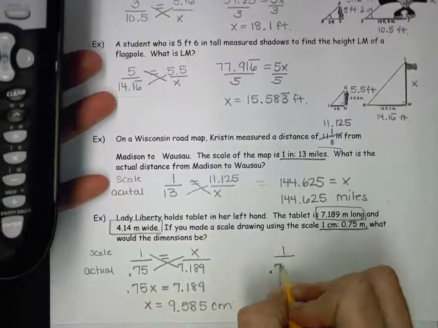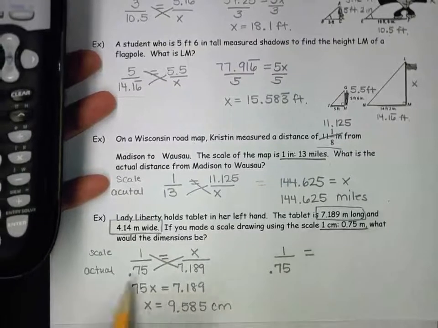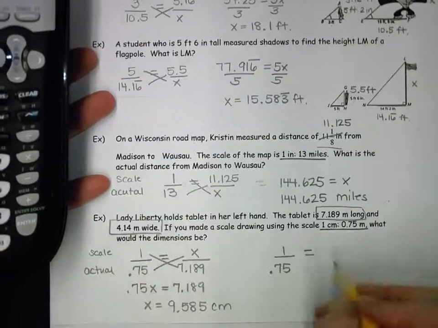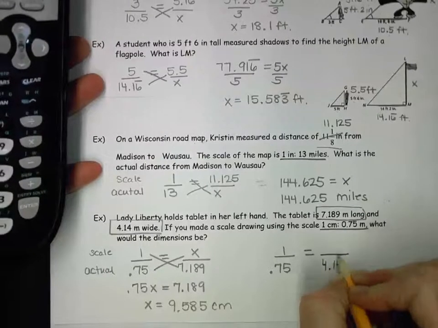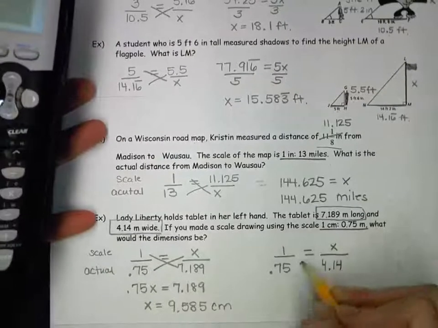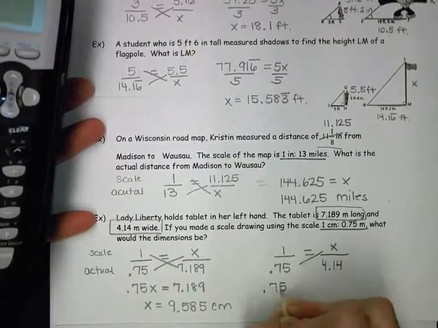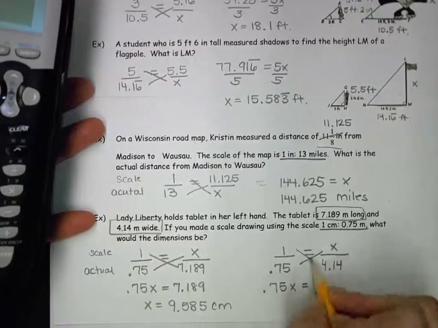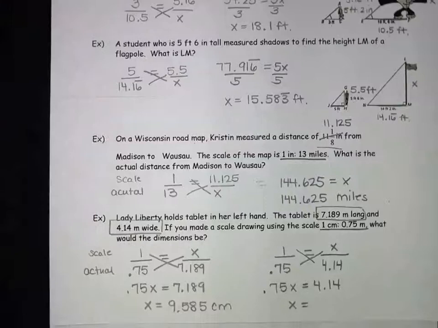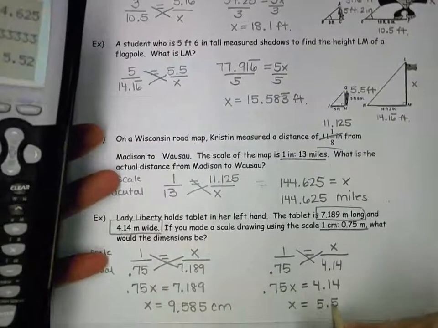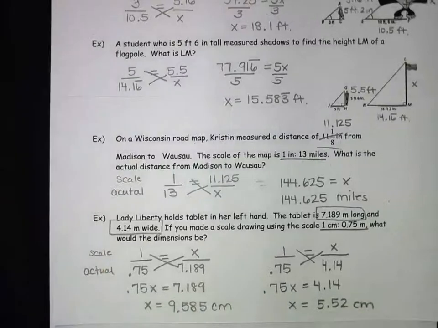And because we're trying to find the scale, that will be in centimeters. You then take your original ratio again, and this time instead of doing 7.189, we now must find the new width. So we're going to make that on the bottom, 4.14. We're again going to cross multiply. 0.75x equals 4.14. And when you divide, you will then get 5.52 centimeters. So that would be your new scale drawing dimensions.